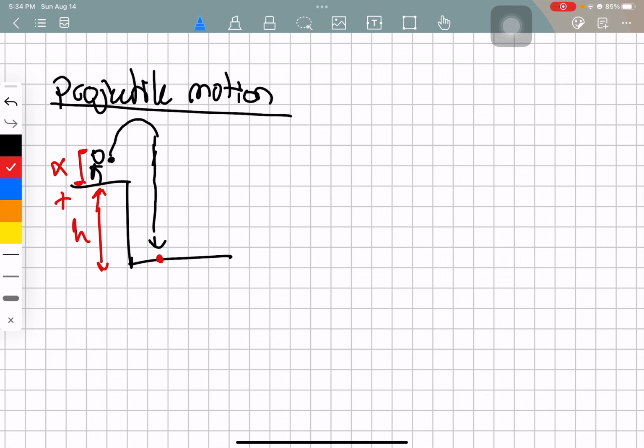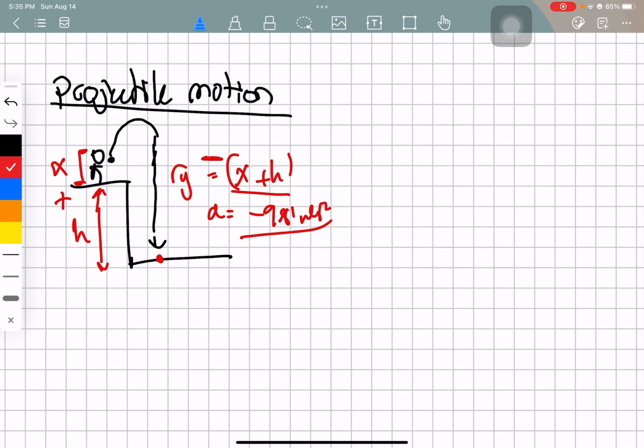So for example, let's say the vertical axis is called r, y, and this could be x plus h, right? And this could be in the negative direction because it's going down. So this is one variable. The second one, let's say the acceleration is negative 9.81 meters per second squared.